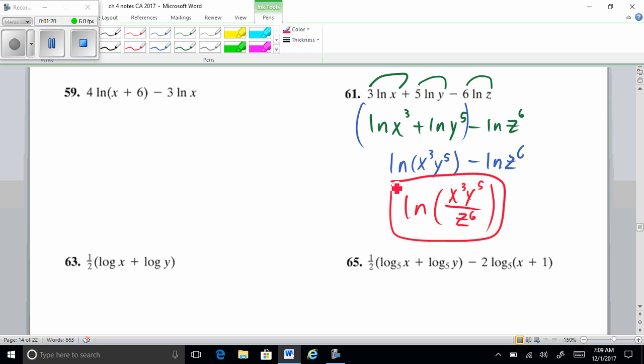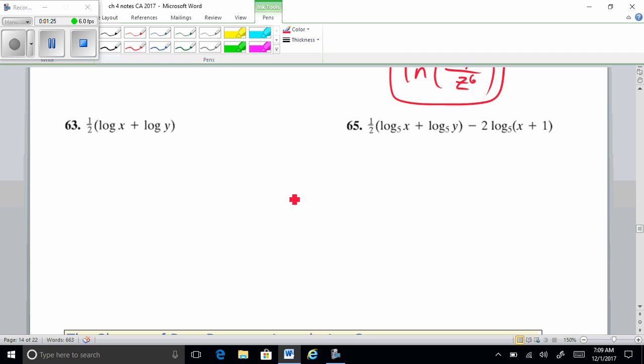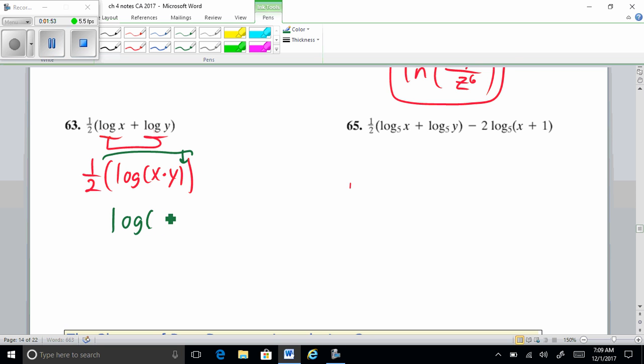All right. So moving on. Okay, if you look at 63, you have the 1/2 power there. There's a couple ways you can do this, but typically the easiest thing to do is to go ahead and take care of this part first and then deal with that. So this, leave the 1/2 there, so then this will become log of x times y. Okay, now we'll bring that 1/2 right here. So now you're going to have log of x times y raised to the 1/2.